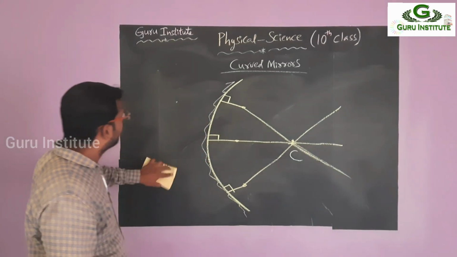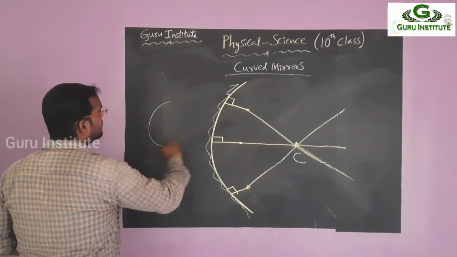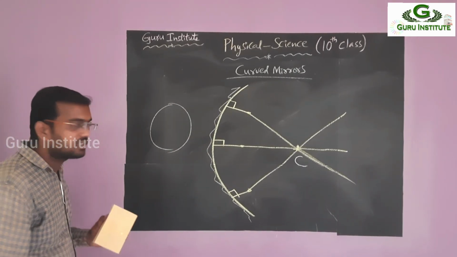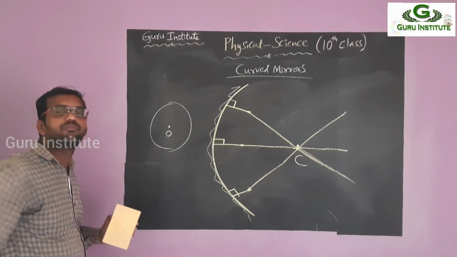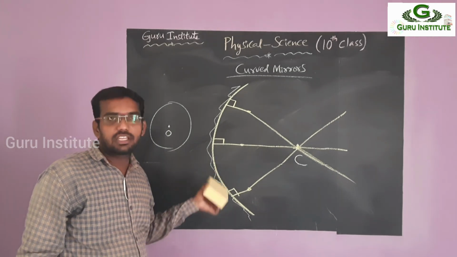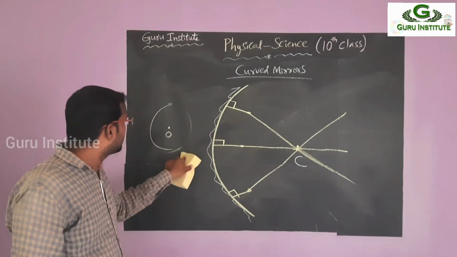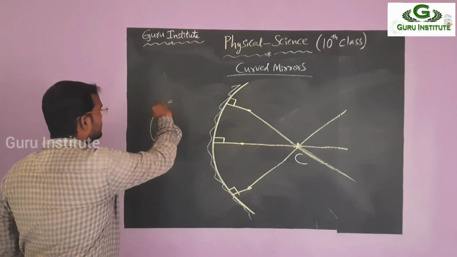Why do we call it the center of curvature? Actually, a concave mirror is what? A spherical mirror. It is a part of a spherical mirror. How spherical? What is the 2D picture of a sphere? That is a circle. For the circle, this is called the center of the circle, or origin of the circle. But we are not taking the total circle. We are taking only the curvature part. So that's why this is called the center of curvature.